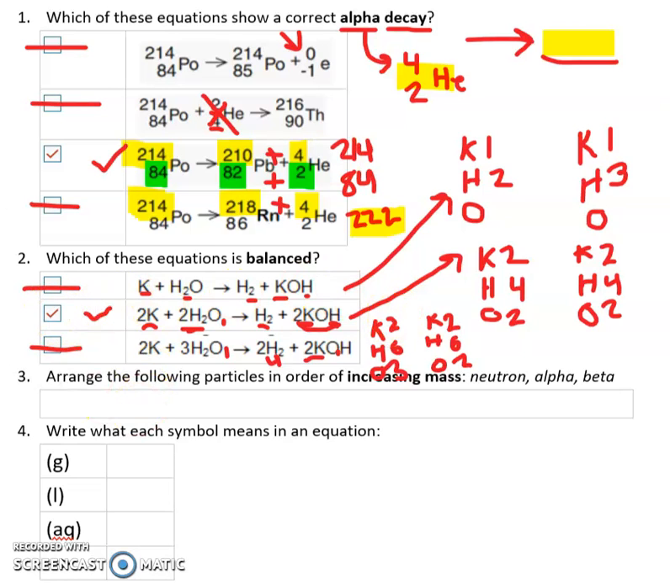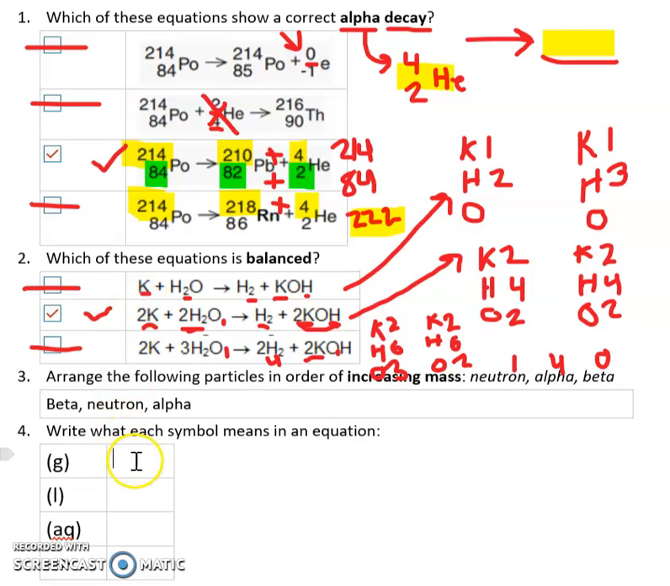We're almost finished. Arrange the following particles in order of increasing mass, meaning from lightest to heaviest. I know that my beta particle looks like up here. You see here the mass number of a beta particle is 0. So this is my lightest particle. I'm going to put it first. I know a neutron has a mass number of 1. And I know that my alpha particle, like we saw up here, has a mass number of 4. So I got 1, 4, 0. Increasing mass means beta, neutron, and then alpha.